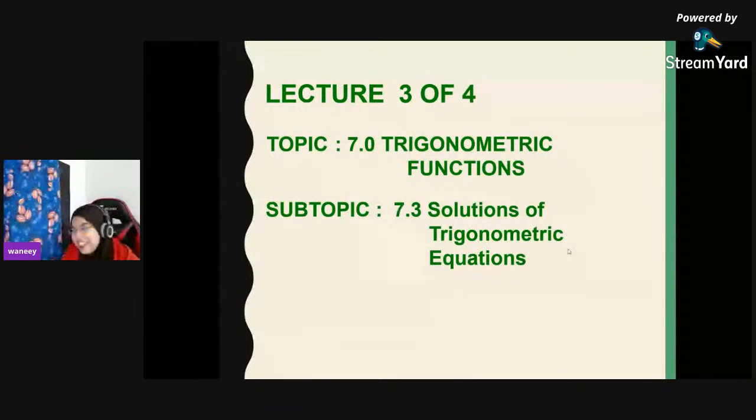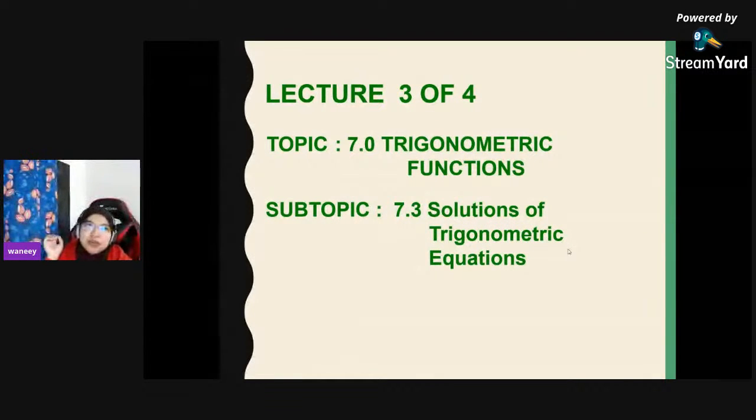Okay, so let's start with the lecture then. This is still in trigonometric function, but today we are going to start with 7.3 solution of trigonometric equation. We're going to find the solution for a linear trigonometric equation, and then a quadratic trigonometric equation, as well as when we are going to use the t substitution. That means we have a mixture between sine and cos, so we have sine plus cos. Without further ado, let's start straight away.